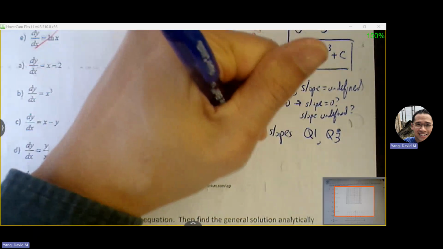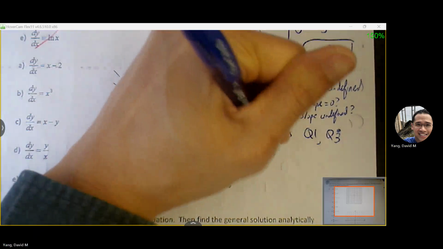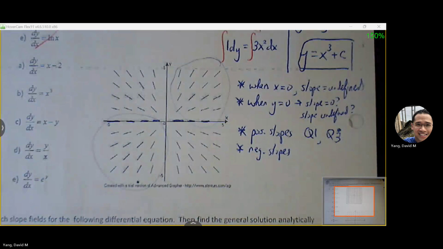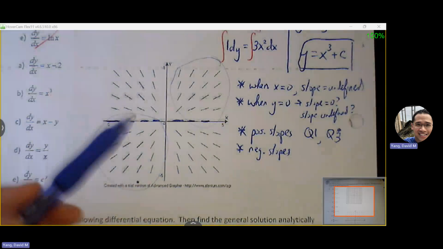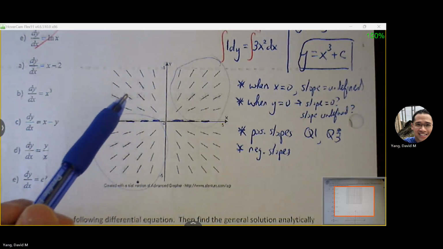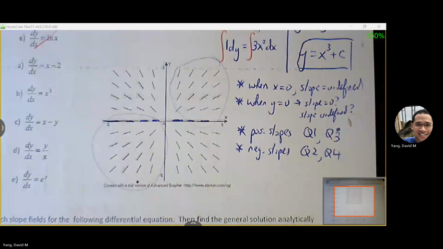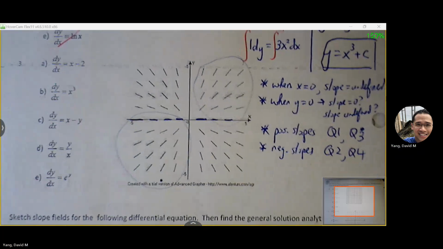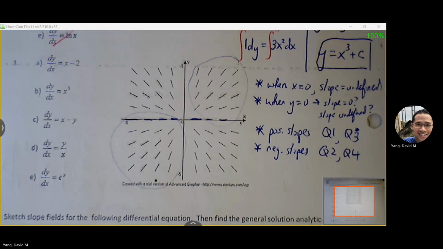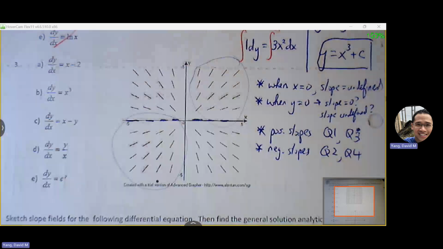That should allow us to eliminate a bunch of wrong choices. And then where do you see negative slopes? Quadrant where? 2 and 4, right? All right, so let's go down and see if we can eliminate the wrong choices.